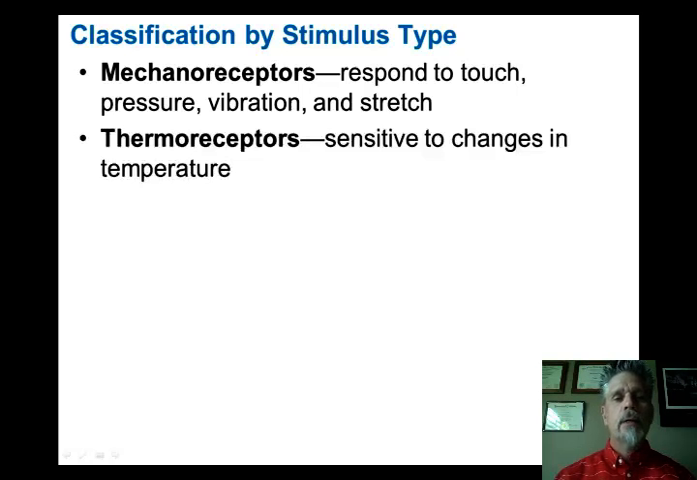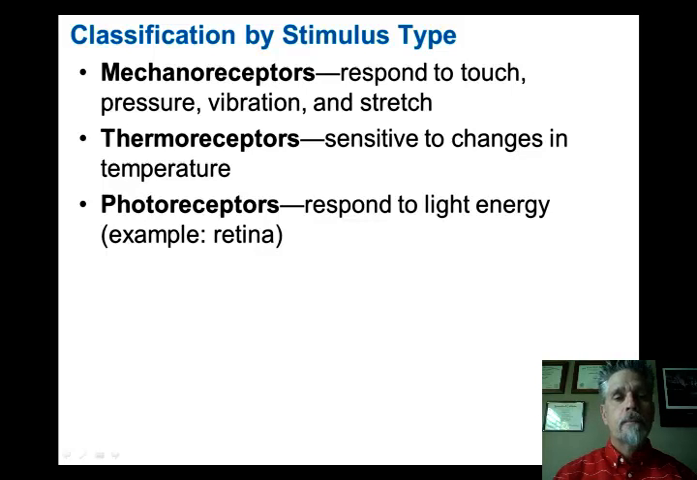Then we have thermoreceptors. Guess what they sense? Temperature, right? So we'll talk about different types of thermoreceptors, those that respond to heat, those that respond to cold, etc. Photoreceptors, those are pretty straightforward, right? They only respond to photons of light, so they respond to light energy. We'll talk about that mainly when we get to the eye.